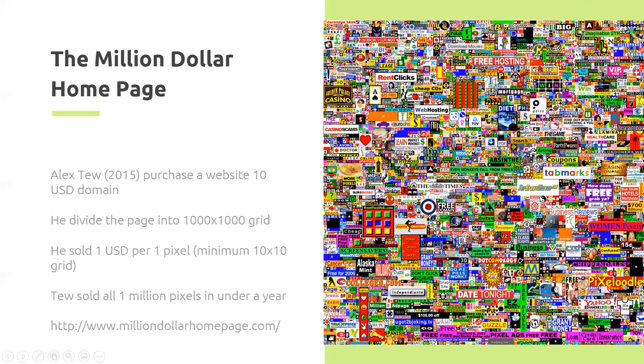to have this link. Why do people want to pay that much? What do you think? If you go to this $1 million homepage, this is a famous homepage, and he actually sold all 1 million pixels in under a year. It means this guy made $1 million in a year only to create this.